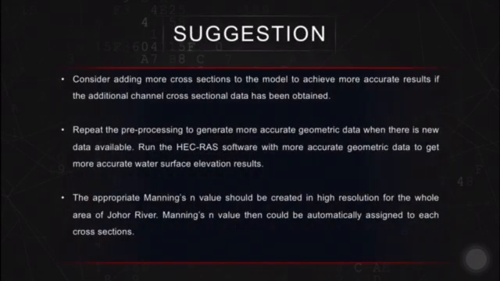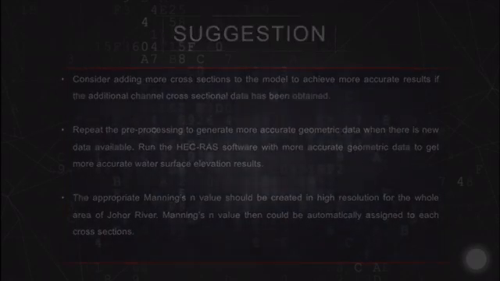Our suggestions are to consider adding more cross-sections to the model to achieve more accurate results. If the additional channel cross-section data has been obtained, the appropriate Manning's n value should be created in high resolution for the whole area of Johor River. Manning's n values could then be automatically assigned to each cross-section.